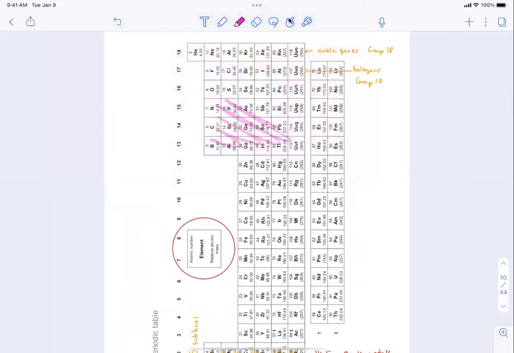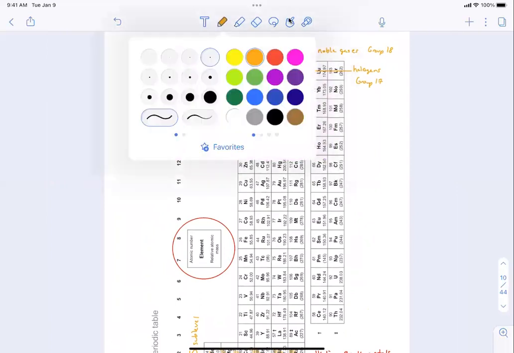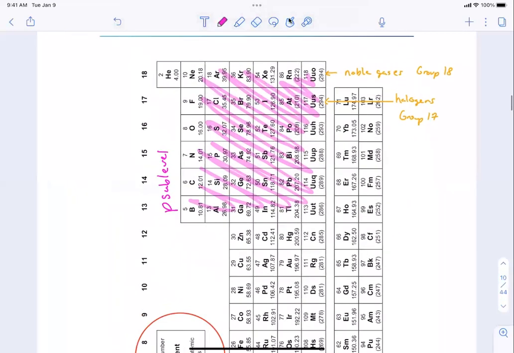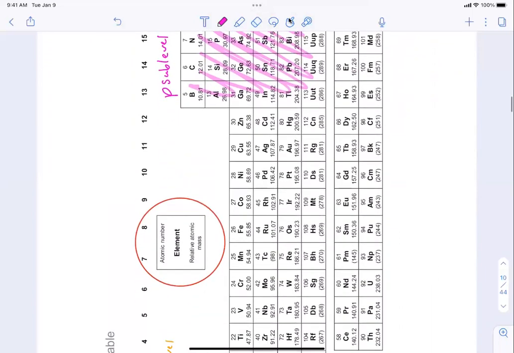This section over here is your P sublevel, which can hold 6 electrons because it's 6 wide, and that means it has 3 orbitals. Okay, a lot of information to be gathered from these periodic tables.